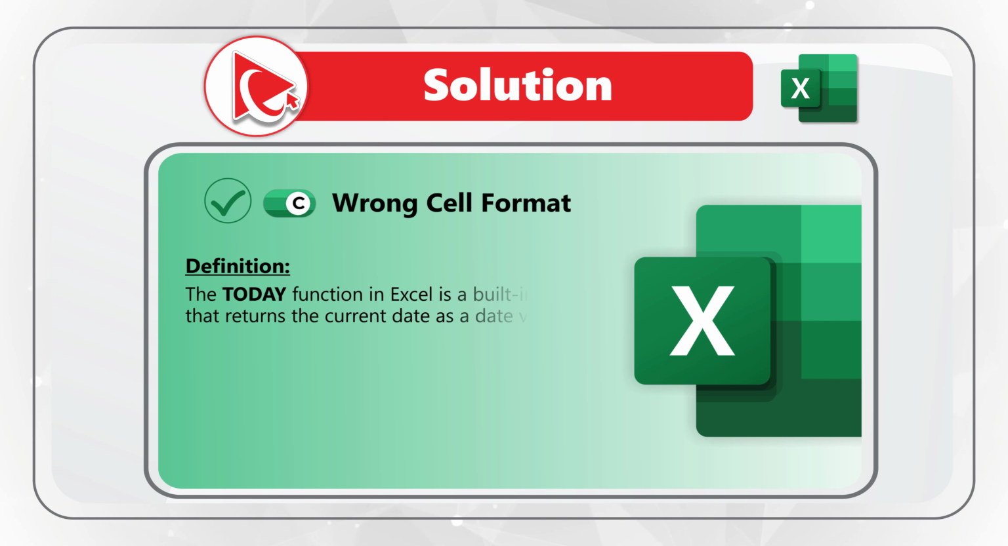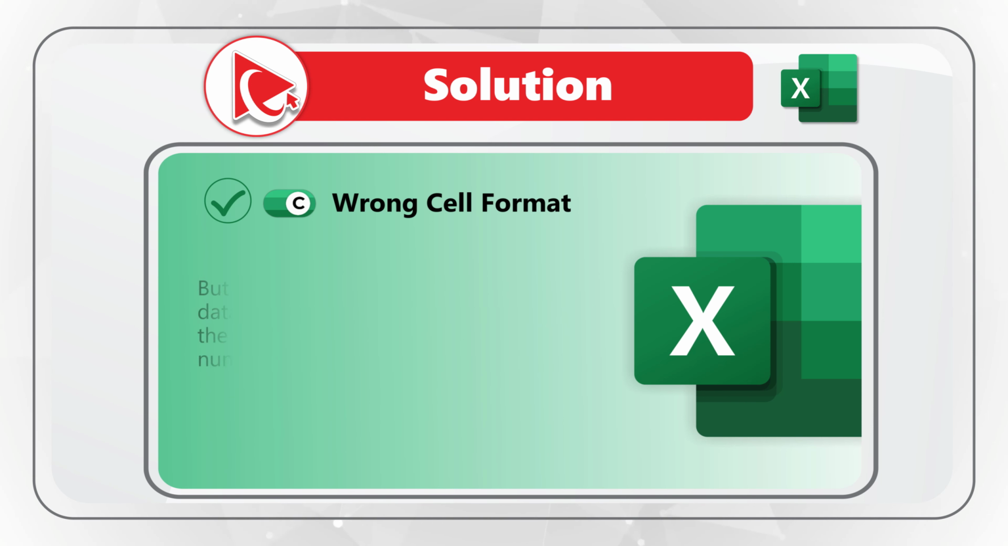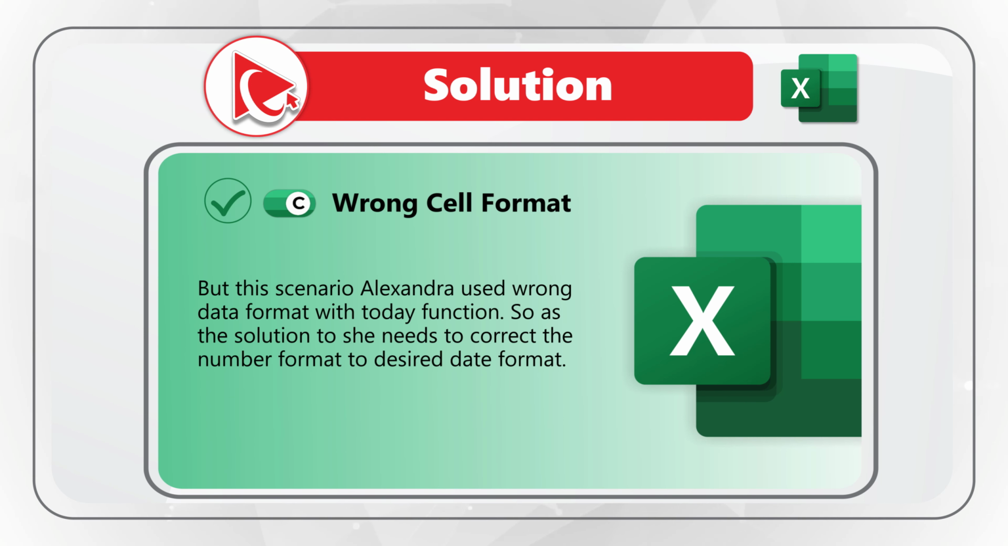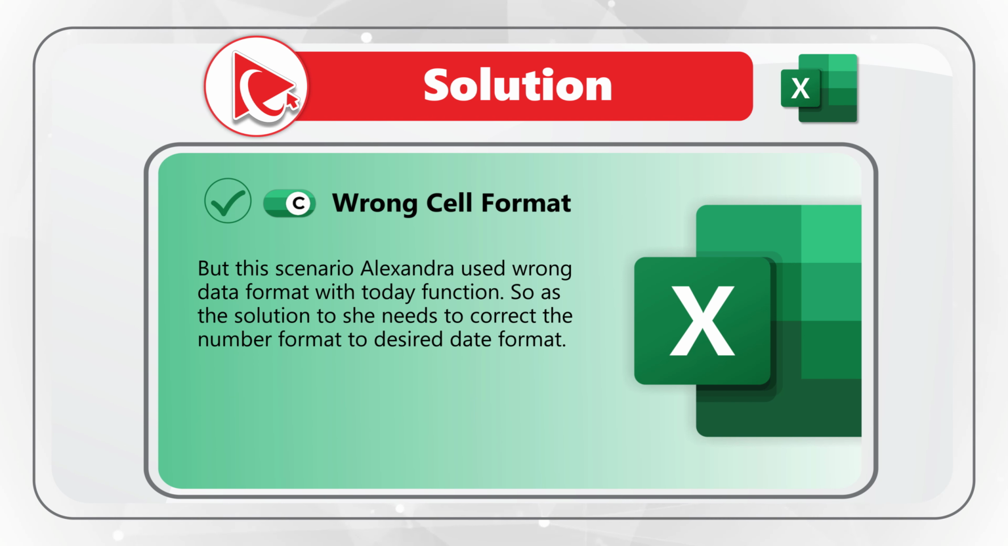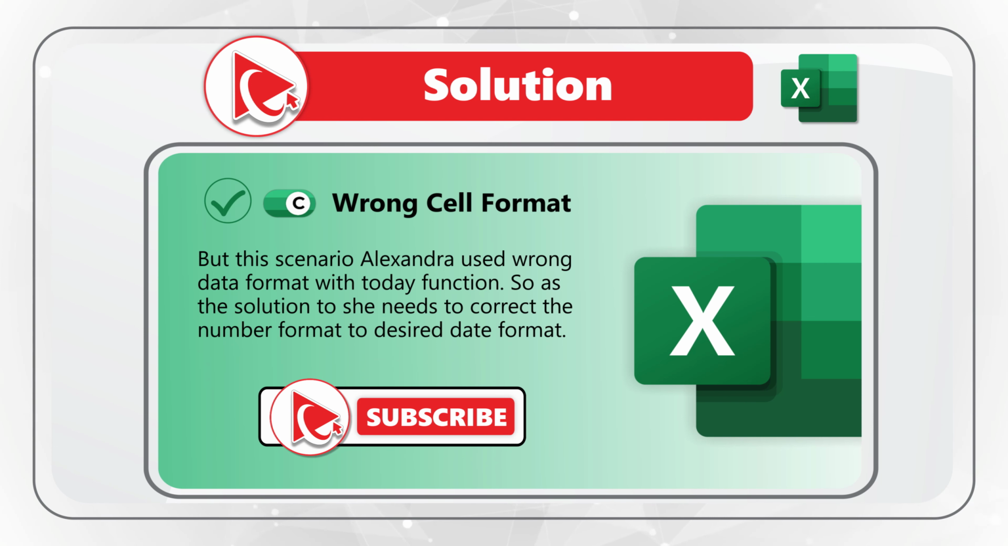The TODAY function in Excel is a built-in function that returns the current date as well as the date value. It's a volatile function, meaning that it recalculates whenever any worksheet containing the function is opened or changed. And this is obviously true because today has changed, and yesterday was a different today than today. So the TODAY function is useful for displaying the current date in a cell. But in this scenario, Alexandra used the wrong data format with the TODAY function. So as the solution, she needs to correct the data format to the desired data format.